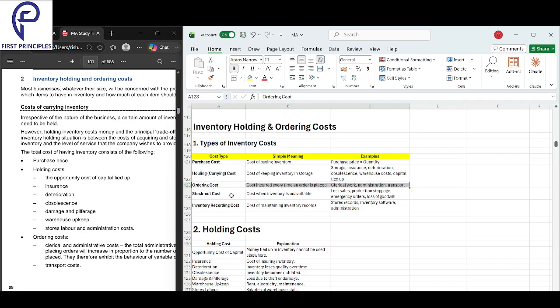Next is stock out cost, when the inventory is unavailable. Now you have to tell no to your customer. That is the stock out cost. Then we have inventory recording cost, the cost of maintaining inventory records. You need someone in the admin department to record everything. So there are multiple costs.